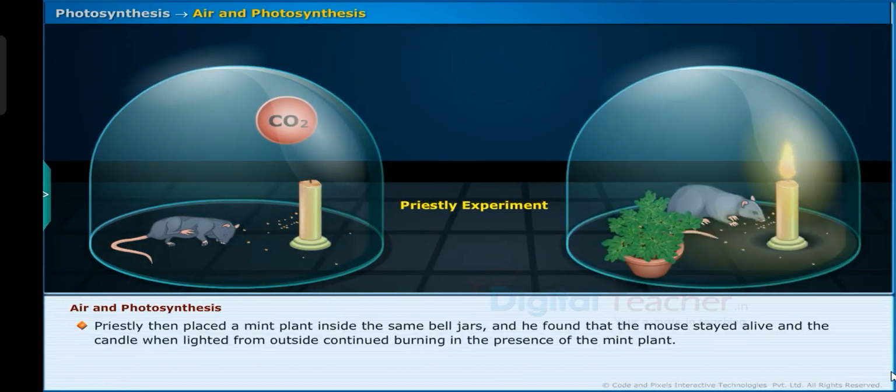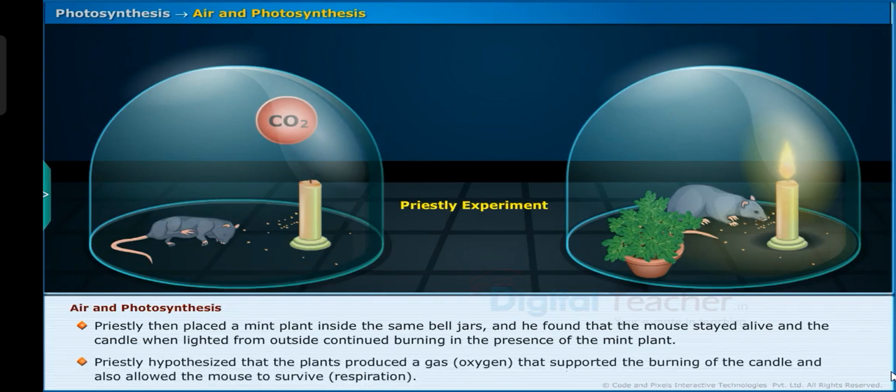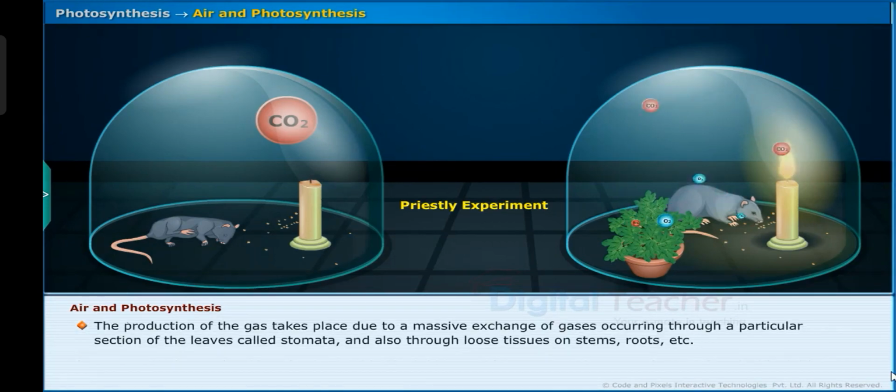Priestley then placed a mint plant inside the same bell jar, and he found that the mouse stayed alive and the candle, when lighted from outside, continued burning in the presence of the mint plant. Priestley hypothesized that the plants produced a gas, oxygen, that supported the burning of the candle and also allowed the mouse to survive respiration. The exchange of gases occurs through a particular section of the leaves called stomata, and also through loose tissues on stems, roots, etc. Let us discuss in brief how carbon dioxide is useful for photosynthesis.